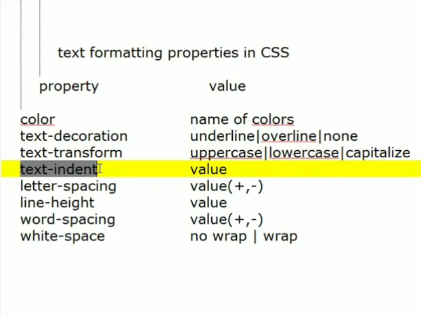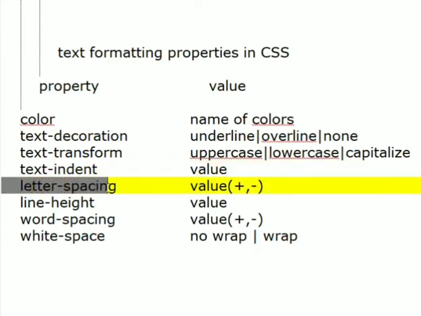Next one, text indent. This helps to apply an indent for the first line. It uses a value. The value can be written in pixels, in em, or in percent. Any different units of measurement can be used to apply a value for a specific property.